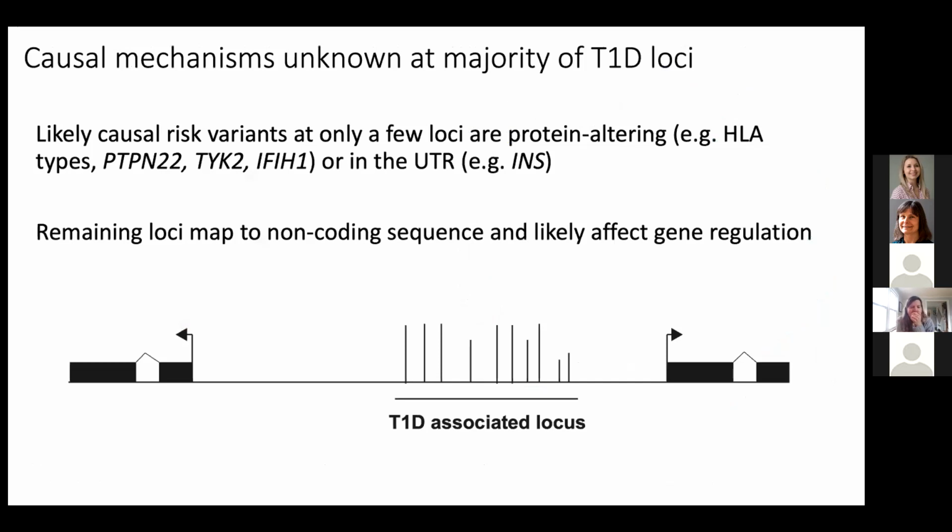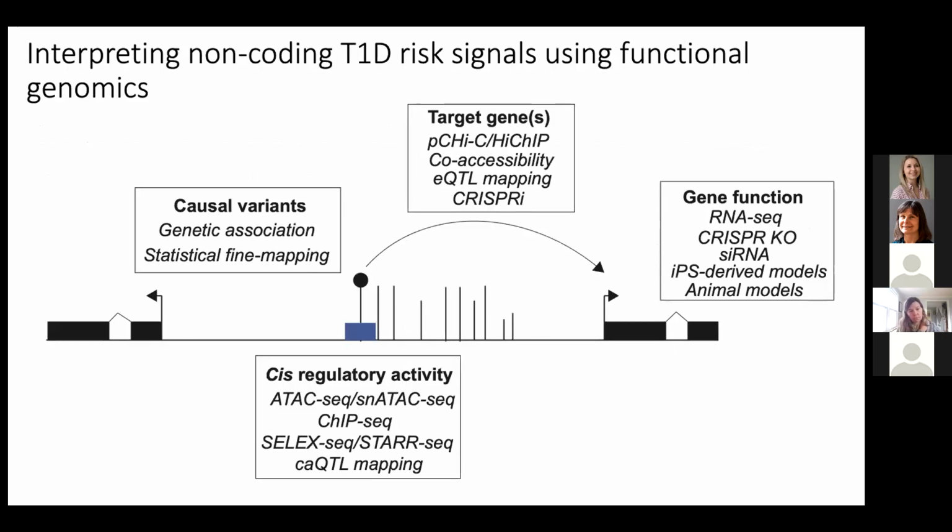A large reason for this is that most of the loci are non-coding. There's a handful of loci that contain protein altering variants, so the HLA types, genes like PTPN22, TYK2, IFIH1, many genes that again have been known for quite a long time in type 1 diabetes, or in one particular example, a UTR variant for the insulin VNTR. But beyond that, most loci are non-coding and likely affect gene regulation, and so interpreting these variants and how they function is quite a challenge.